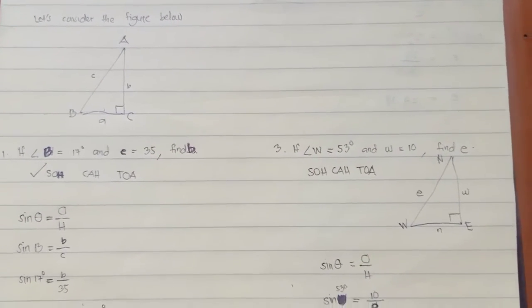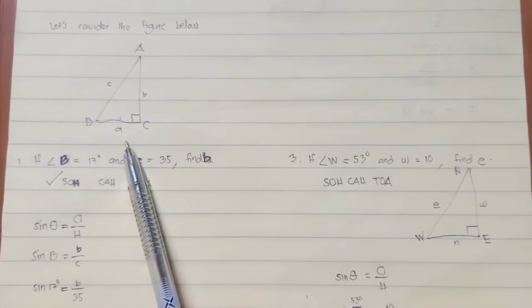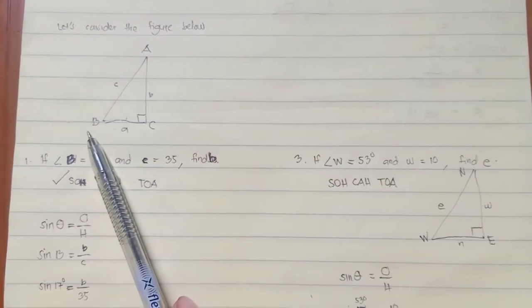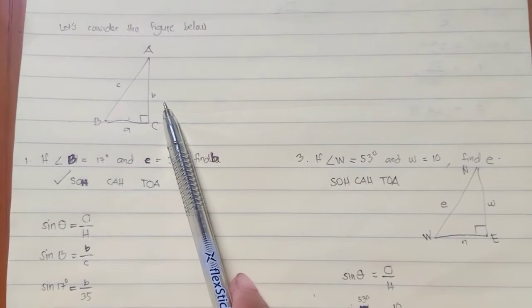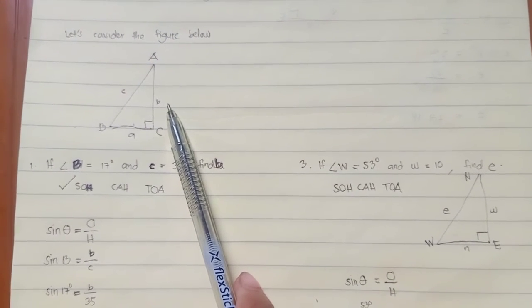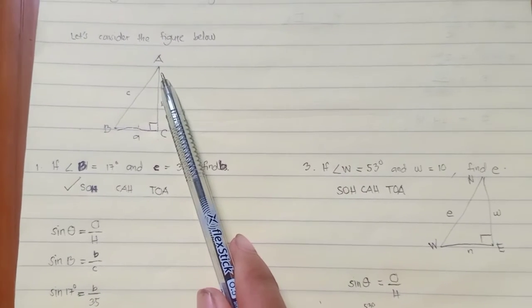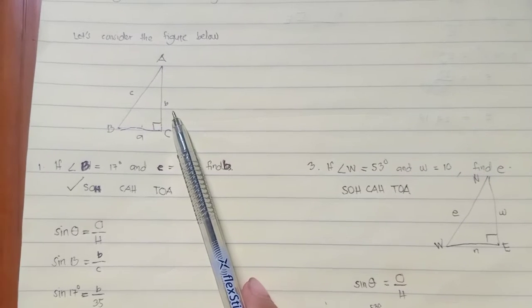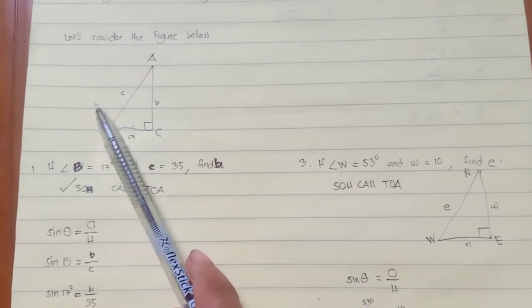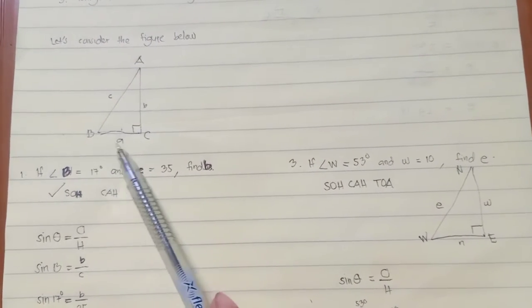If our reference angle is angle B, our adjacent is this side a, and the opposite is b. If our reference angle is A, our opposite is a, and our adjacent is b. So it only depends, guys, on which reference angle we are using.